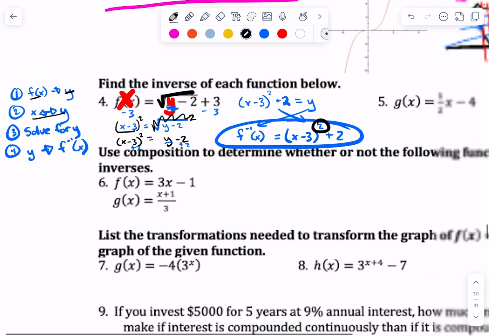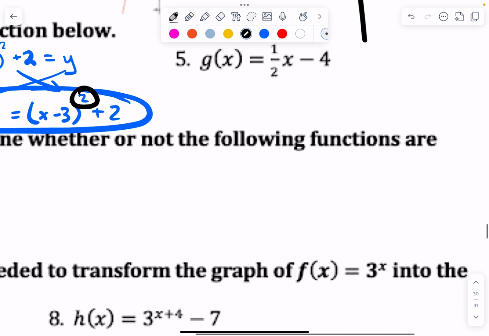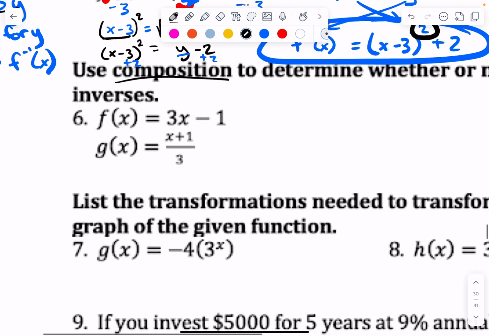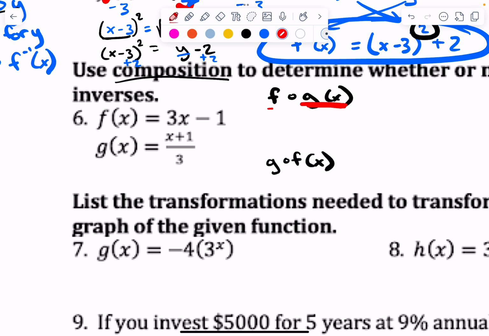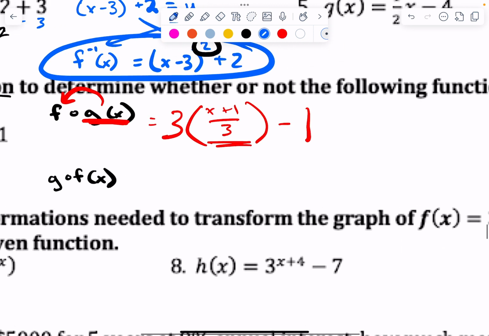Example 6 doesn't have a pair to go with him, so we'll just do this one together. But it says use composition to determine whether or not the functions are inverses. So composition is f composed of g, and then we're also going to do g composed of f of x, okay? When we do that, g for this problem is going to be the inside function. So I'm going to stick g into f, where that x is. So it is 3x minus 1, and in place of that x, I'm going to put x plus 1 over 3. Okay, and then we have to simplify, right?